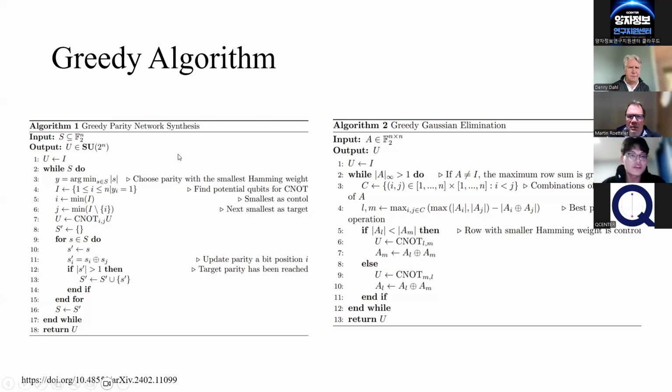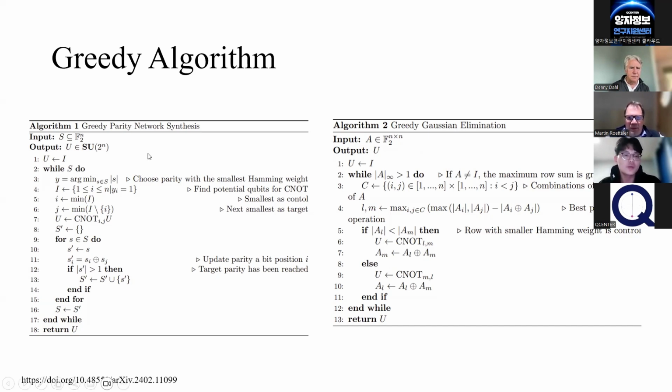So this first algorithm is designed to construct a parity network, which is a sequence of CNOT gates that transforms the initial state of qubits into a state where all required parity terms from the Hamiltonian appear in the computational basis at some point. And the algorithm operates in a greedy manner, meaning it makes locally optimal choices at each step to minimize the number of CNOT gates required.